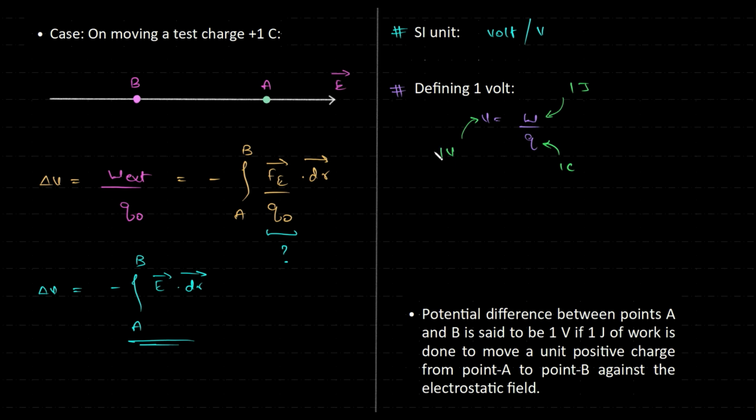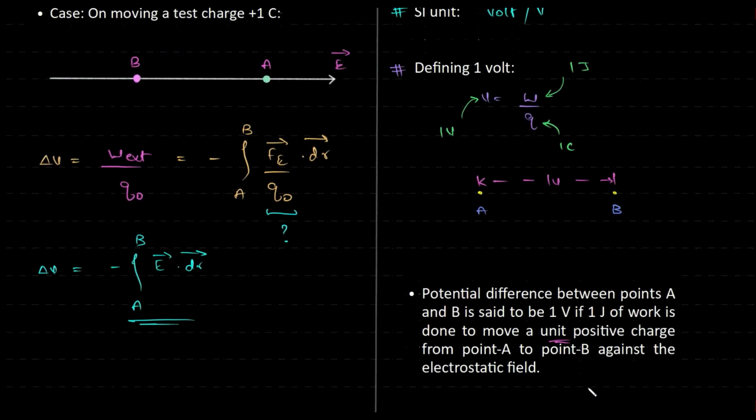We said to have 1 volt between 2 points. So we have point A and B, and the potential difference between A and B is said to be 1 volt if we do a work of 1 joule on 1 coulomb of charge. Does it make sense? Potential difference between points A and B is said to be 1 volt if 1 joule of work is done to move a unit positive charge from point A to point B against the electrostatic field.